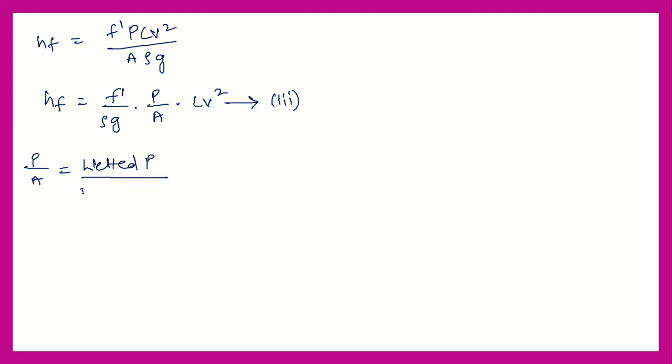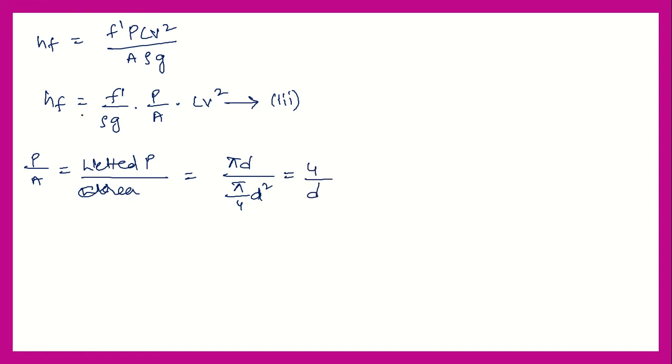So from here we will just try to rearrange the terms. I will write this as F dash by rho g into P by A into L V square. So this is your equation 3, which is the basic equation for the Darcy Weisbach equation. We will further simplify this: P by A equals wetted perimeter by wetted area, or area of cross section, which is equal to pi d by pi by 4 d square, because it is a circle. So from here P by A becomes 4 by d.